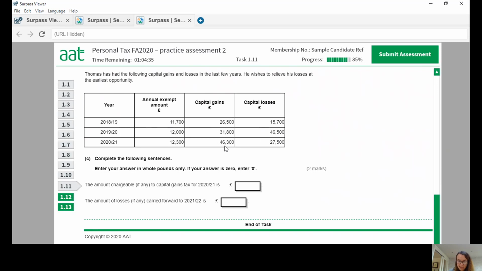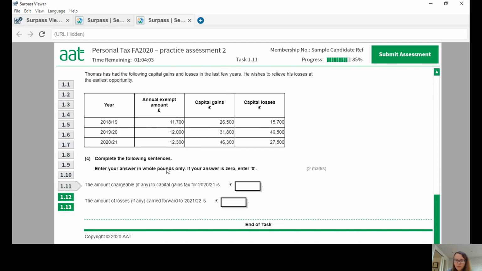In the current year, if we do 46,300, subtract 27,500, we get 18,800. Now we know it is most beneficial to use all of the annual exempt amount before we touch the losses that we have brought forward. So I'm going to subtract the 12,300, which leaves me with a gain of 6,500.